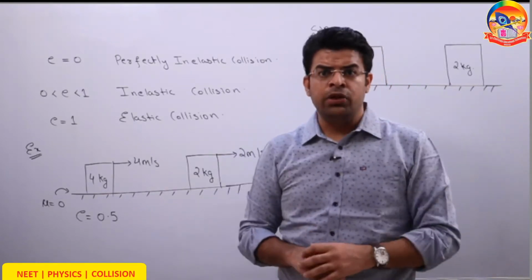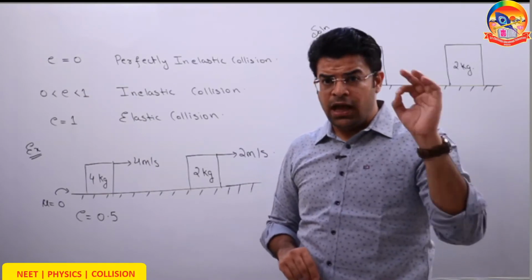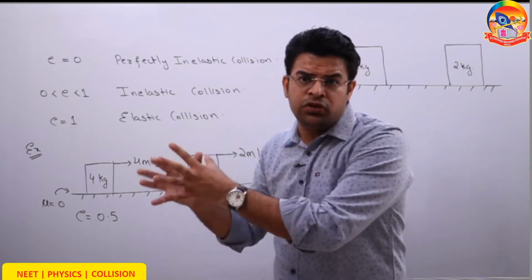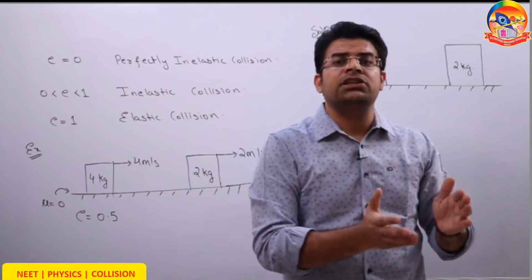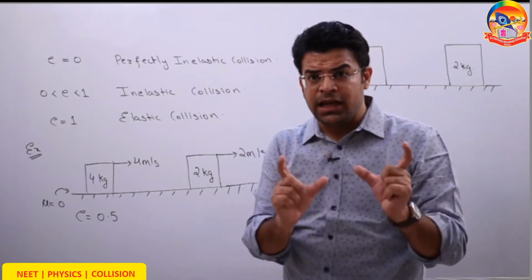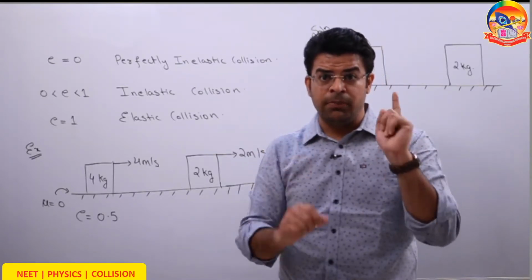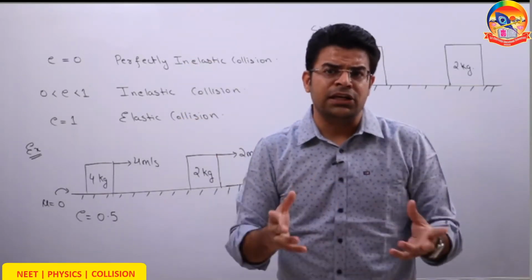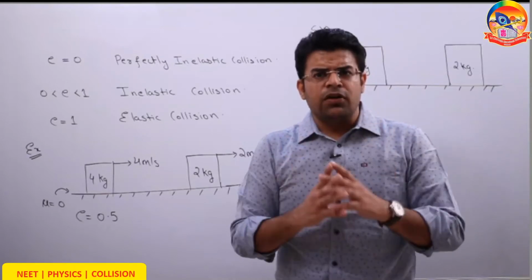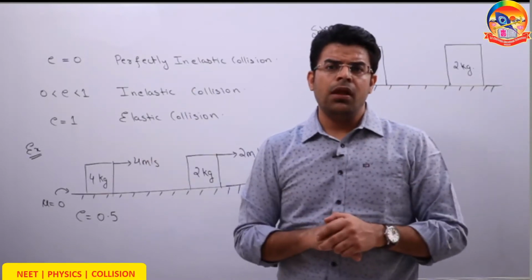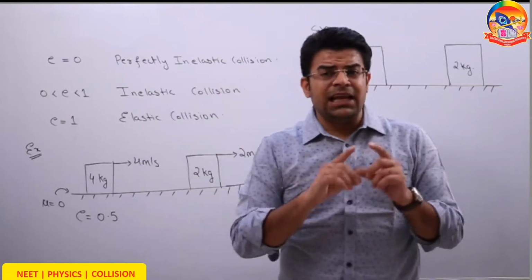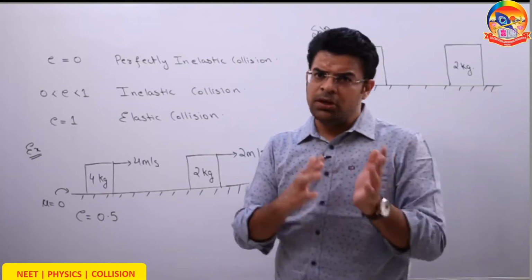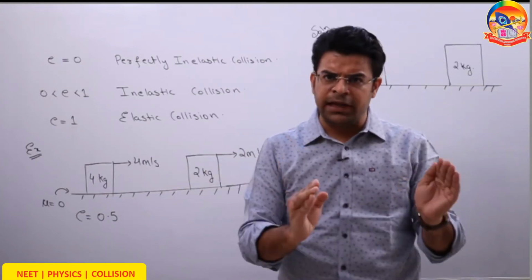And one more thing, in case of perfectly inelastic collision, the kinetic energy loss is maximum. So if you have a certain amount of kinetic energy before the collision and some kinetic energy after the collision, the loss in kinetic energy of the colliding particles will be maximum in case of perfectly inelastic collision. Then comes our inelastic collision. Here the coefficient of restitution lies between 0 and 1. Now in these cases there is some partial loss of kinetic energy during the collision, not maximum loss, not zero loss, some partial loss of kinetic energy.